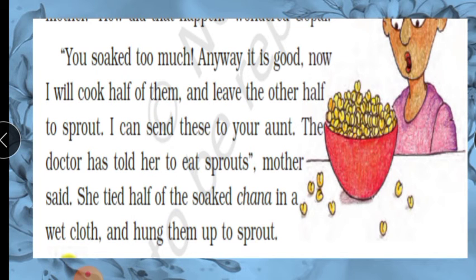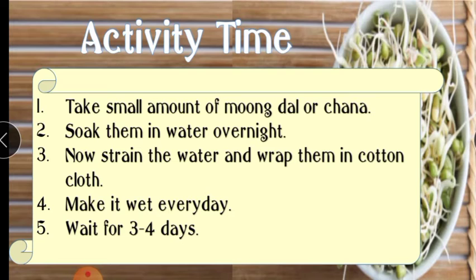So kids, do you know what is sprouting? Okay, I will tell you. Before that, let us do one activity. Take a small bowl of moong dal or chana. Soak them in water overnight. Now, strain the water and wrap them in a cotton cloth. Make it wet every day. Wait for 3 to 4 days. What changes will you observe? Note it down and share with me.